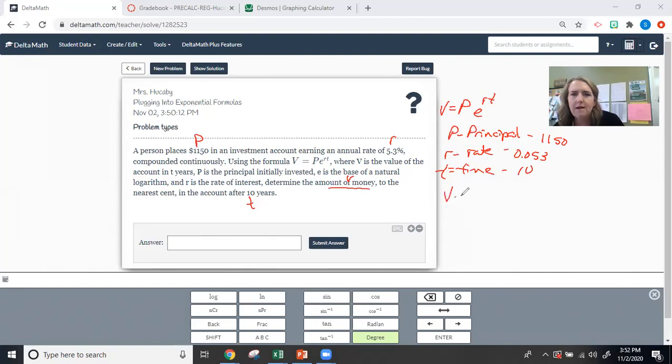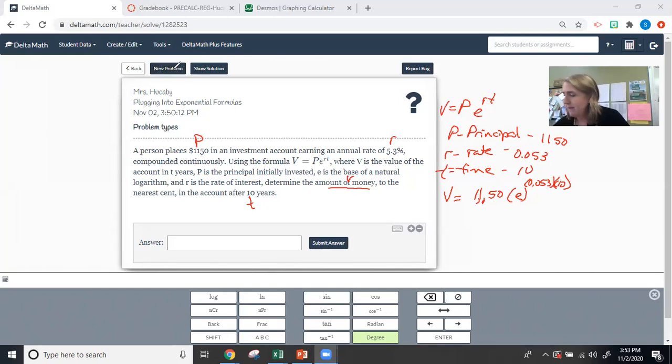So let's set it up. V equals P, which is 1,150, times E to the R times T. So I have 0.053 times 10. That's a 10. So let's see if we can figure this out here. We know we're probably going to use natural logarithm, right? In fact, I bet we could just set this up in the calculator because this calculator is really cool.